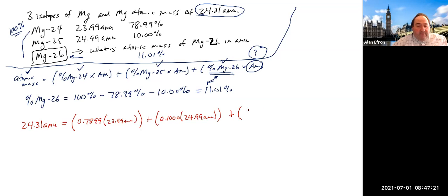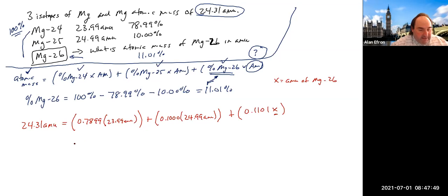Plus, we now figured out that our last isotope, which we're looking for, is 11.01%, which is 0.1101. And that's going to be times the AMU of that isotope, which is actually what we're looking for. So I'm just going to call that X. That's what we're going to try to solve for. X will equal the AMU of magnesium 26.